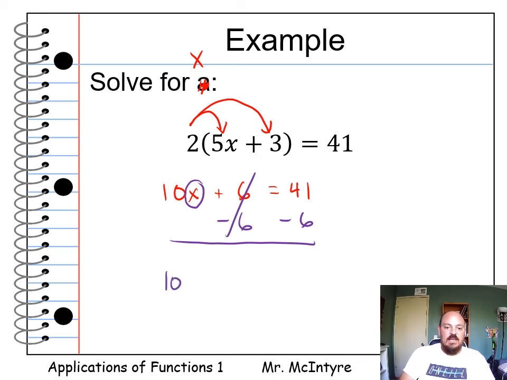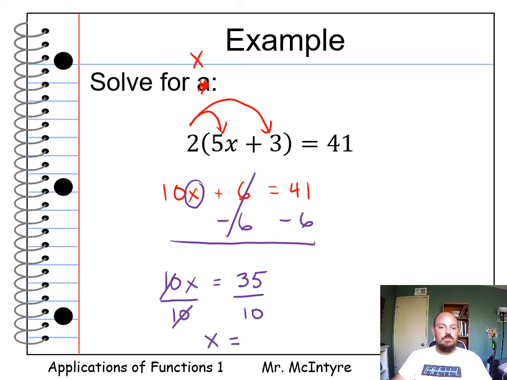That leaves me with 10x here. The 6's are gone. 41 minus 6 would be 35. And we will finish. We have one more step. We'll divide both sides by 10. Because remember, 10x means 10 times x. And if I want to cancel out the 10 and isolate the x, I divide. So we did that. We canceled out those 10s.